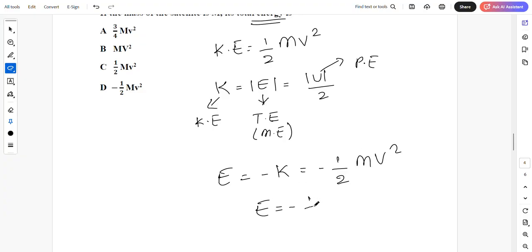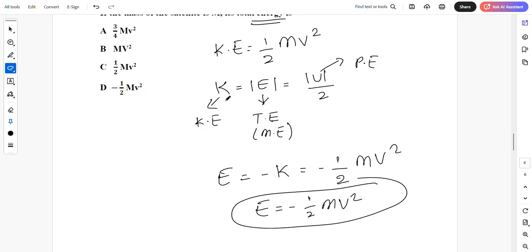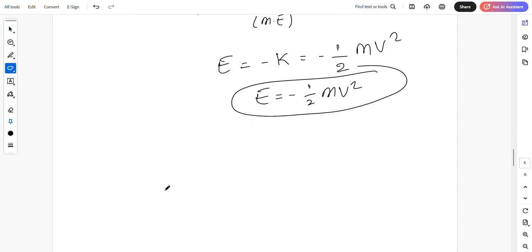Therefore, E is equal to minus 1 by 2 m v square. This is valid only for circular orbit. This is a relationship between K, U and E for circular orbit. Now, this is the correct answer. Let us go to the next problem.